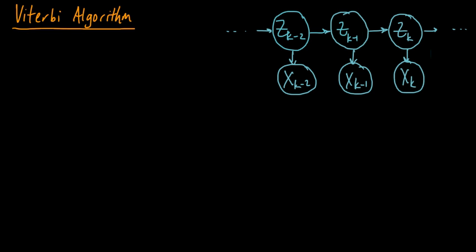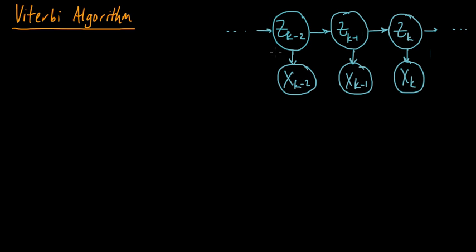We saw how the forward-backward algorithm can be used to do inference on the z's given a sequence of x's, x1 through xn. But one thing you can't do with the forward-backward algorithm is find the most probable sequence of z's, the most probable sequence of hidden states for a given sequence of observed states, x1 through xn. And this is what the Viterbi algorithm does. It's named after its discoverer, Andrew Viterbi, who published this in 1967.